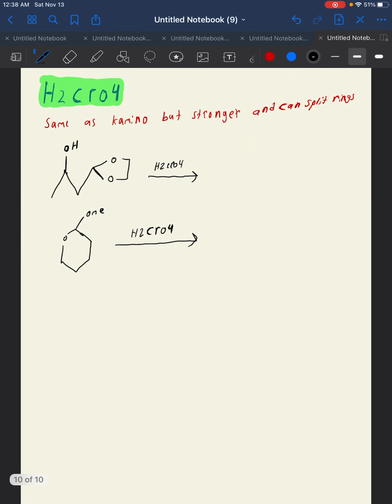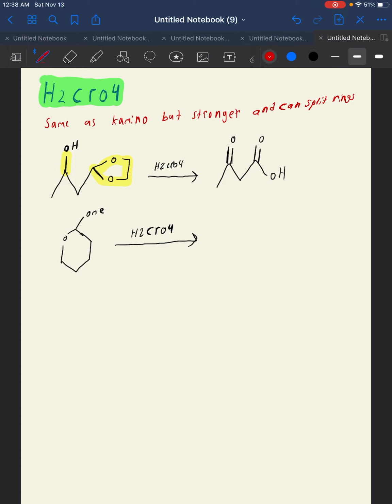The final thing we're going to be doing is H2CrO4. It reacts the same as chromic acid, but it is a lot stronger. And what do I mean by that? Chromic acid actually can't oxidize this, but H2CrO4 can, and it can also oxidize this. So it will actually give us something that looks like this right here.